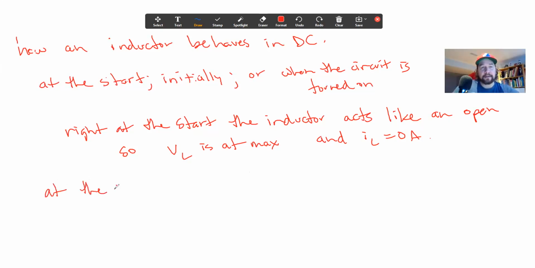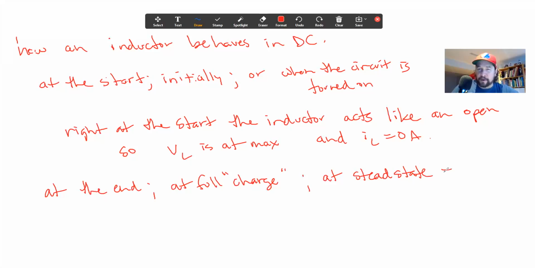At the end, or at full charge, if I can call it that, or at steady state. These all mean the same thing. And remember, steady state is approximately equal to 5 tau. We'll talk about tau in the next video as well for inductor circuits. At this point, it's a wire.